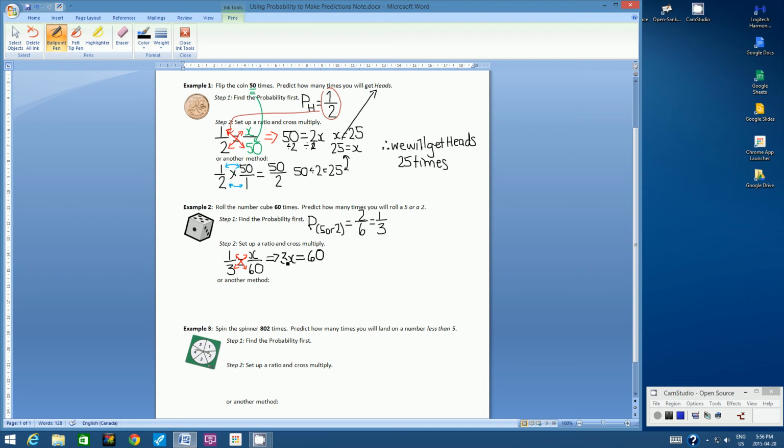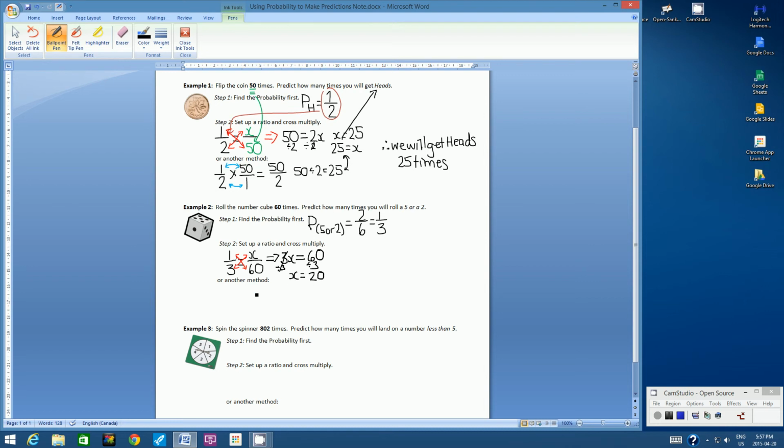Now, use a little algebra here. I want x alone. What do I have to do to both sides? Do you remember? So let's divide both sides by 3. 3 divided by 3 cancels each other out. We're left with x equals 60 divided by 3 equals 20.